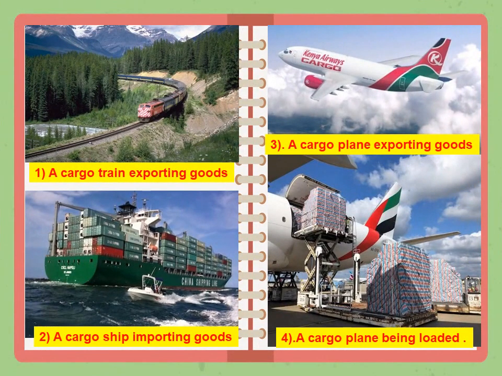The photos on this page depict international trade taking place. Photo number 1 is a cargo train exporting goods from Kenya to Uganda. Photo number 2 is a cargo ship importing goods from China to Kenya. Photo number 3 is a cargo plane exporting goods to another country from Kenya. And photo number 4 is the same plane being loaded with cargo at Jomo Kenyatta International Airport.